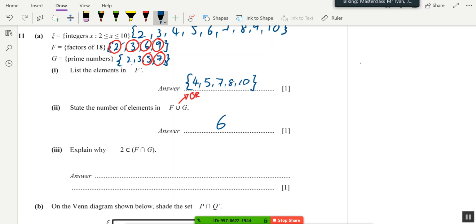Okay, the next one. Explain why. What does this sign mean? It's an element. Very good. Belong to also can. What does this mean? F intersect G. Intersect means those that appear in both F and G. Tell me what are in F intersect G, Megan. 2, 3. Any more? No. Very good. So explain why.